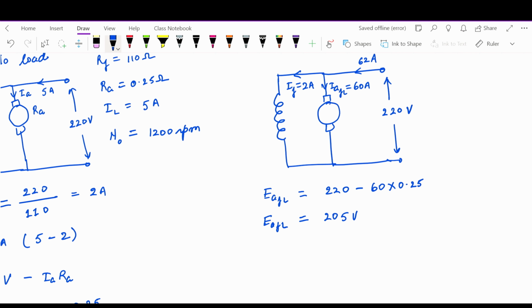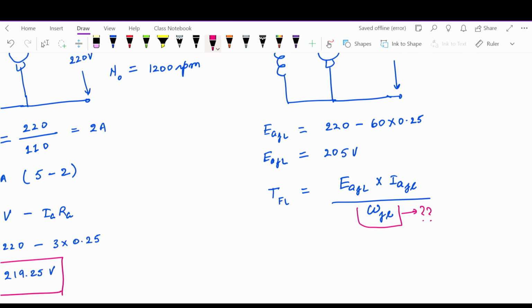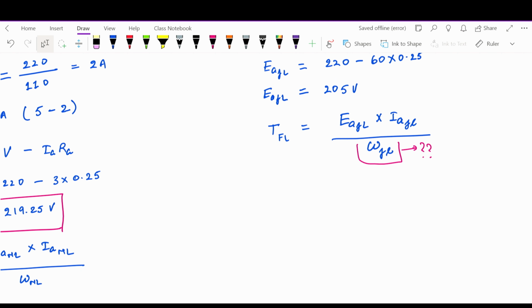Now if we want to calculate the torque, the torque at full load is again EAFL into IAFL divided by omega FL. Now we see from here that this value is unknown. We have to find this value. So we'll find this value.